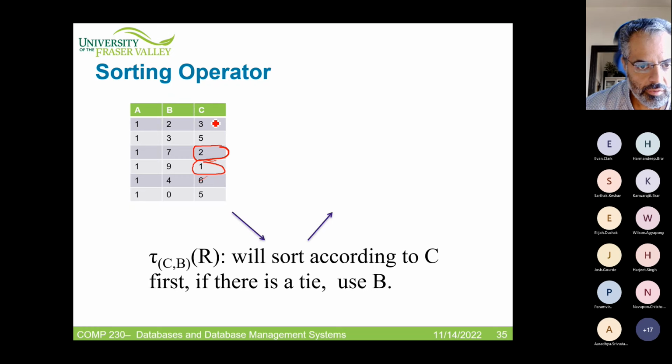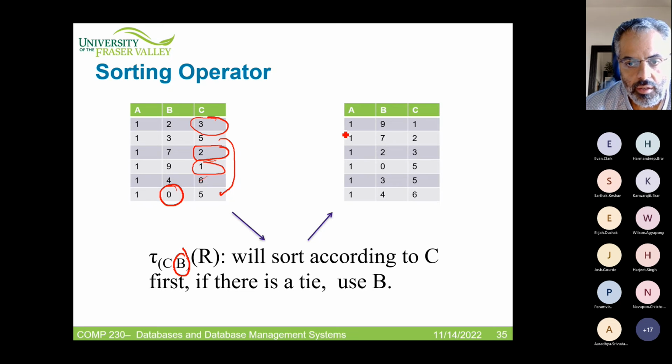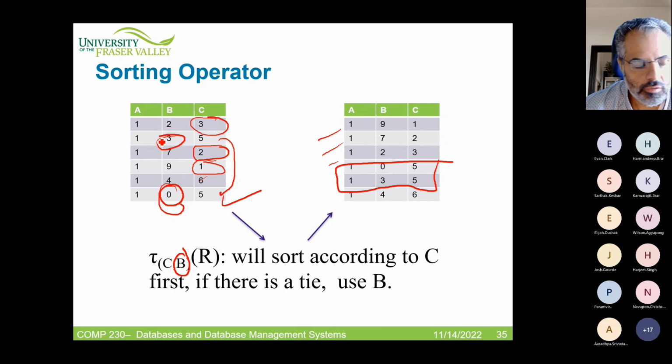So, and then the third value is 3. And then here I have 2, 5. So which one do I have to consider? Now I have to go to B because I have a tie. So I consider this one because B is 0. As you can see here, I considered 1, 2 first, and then for the 5, I will consider this one first because the B value here is 0 and the B value here is 3.